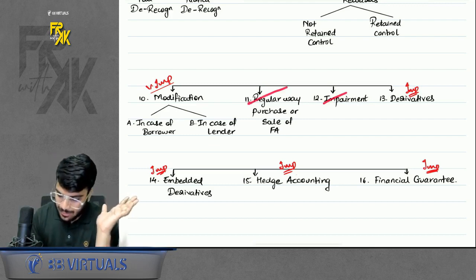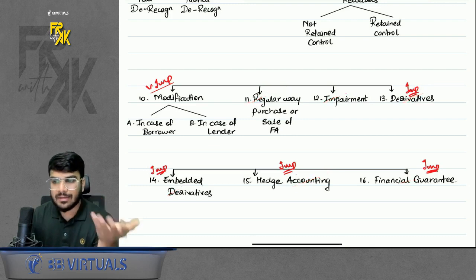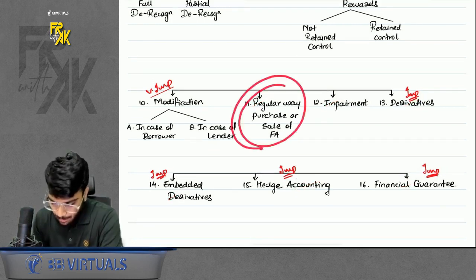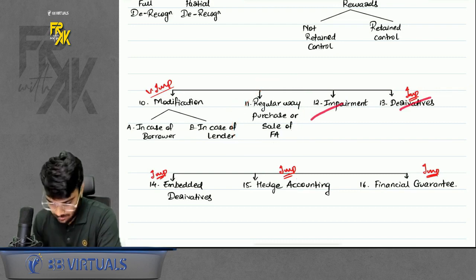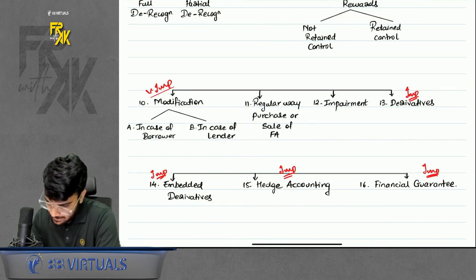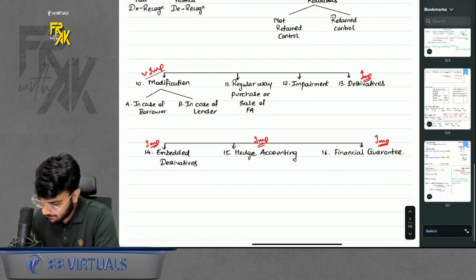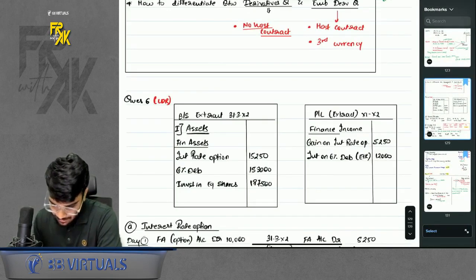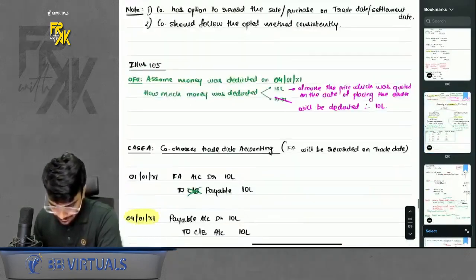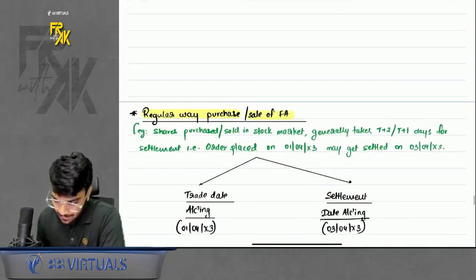Okay, now the remaining points are there, small points. We will quickly revise all of them. Now we will do this point, regular way purchase sale, and then post that we will do all the remaining points. So what is the meaning of regular way purchase sale? Let's come towards the notebook. Very small points are remaining, nothing major to be worried about. Now what is the meaning of regular way purchase sale?